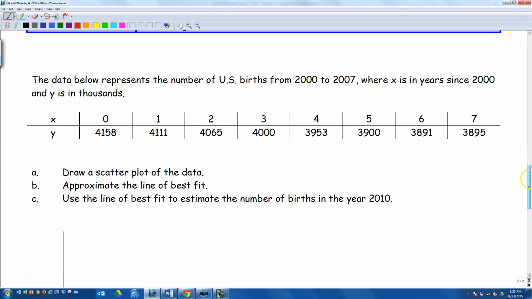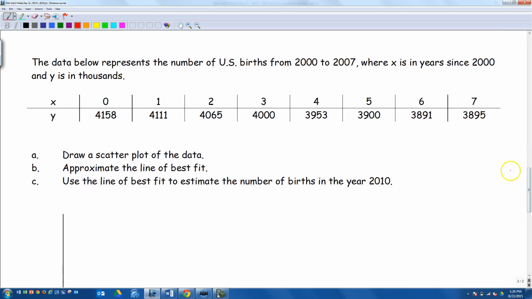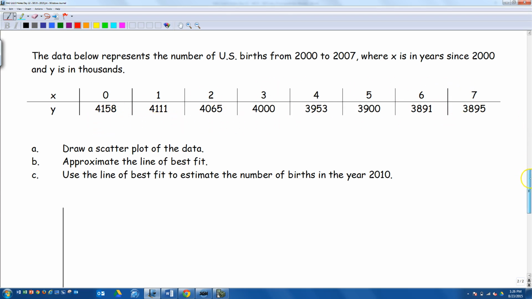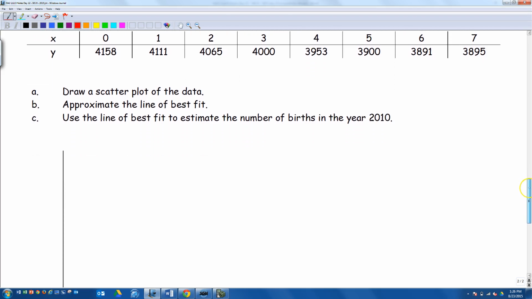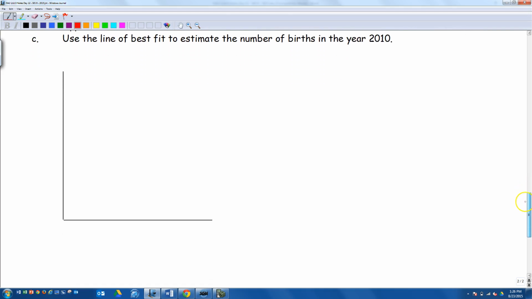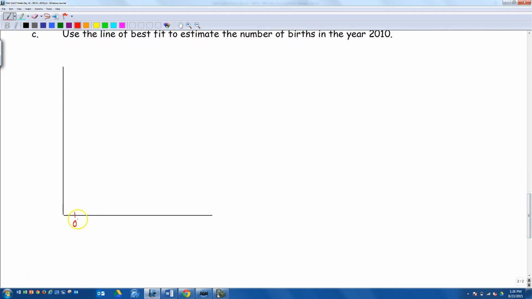I'm going to give you guys a list of data points. This is the number of US births from 2000 to 2007, and X starts at 0, so that's years since 2000. And you'll see that a lot. And Y is in thousands of births. Actually, it says draw a scatter plot of the data. So I'm going to just plot that by hand first, going from 0 to 7. So 0, 1, 2, 3, 4, 5, 6, and 7.